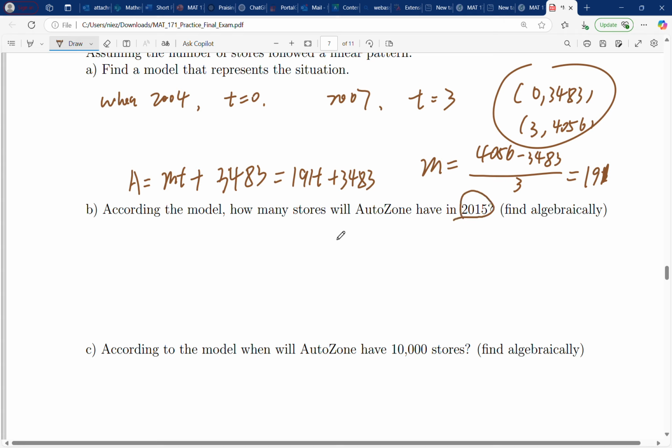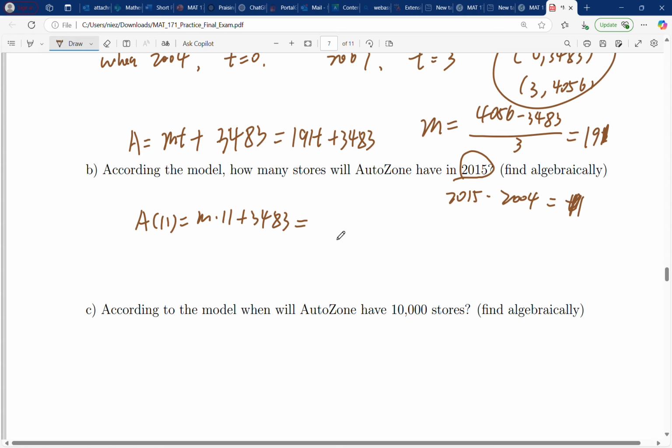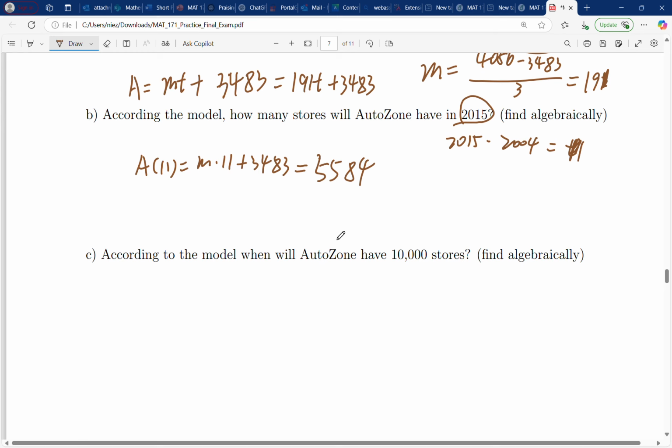So how much storage will we have in 2015? Here you go, 2015 minus 2004, you will get t is 11, right? T equals 11. So you plug t equal to 11 inside: m times 11 plus this number. So what is the value? Anybody? I forgot what this value is. Mika, what is this value? 5,584. Yeah, this is the answer.